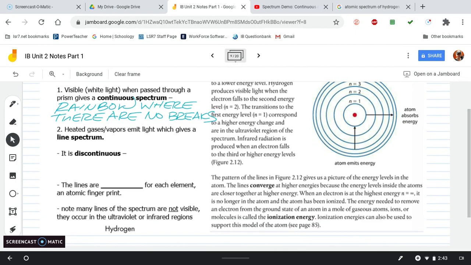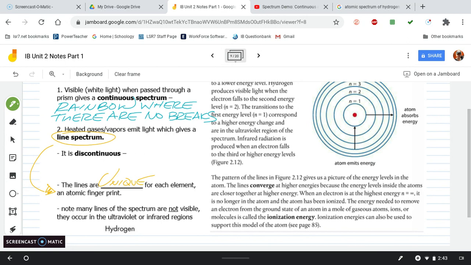But if you heat up a specific element, it will give off what's called a line spectrum. The line spectrum is unique to each element. Every element has its own line spectrum. So if you come down here, it says the lines are unique for each element. Each element gets its own specific line spectrum. So they are discontinuous. Discontinuous means that there are going to be gaps, okay? You're going to have lines and then gaps, and the gaps are going to be dark regions.